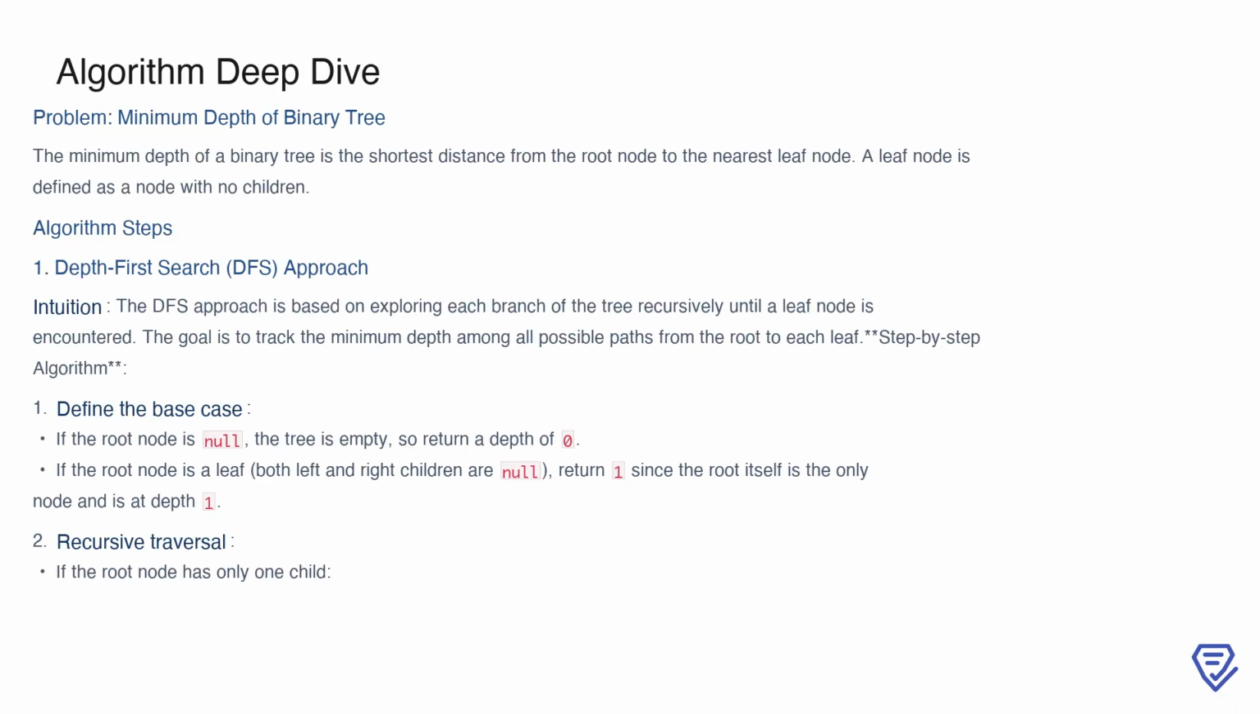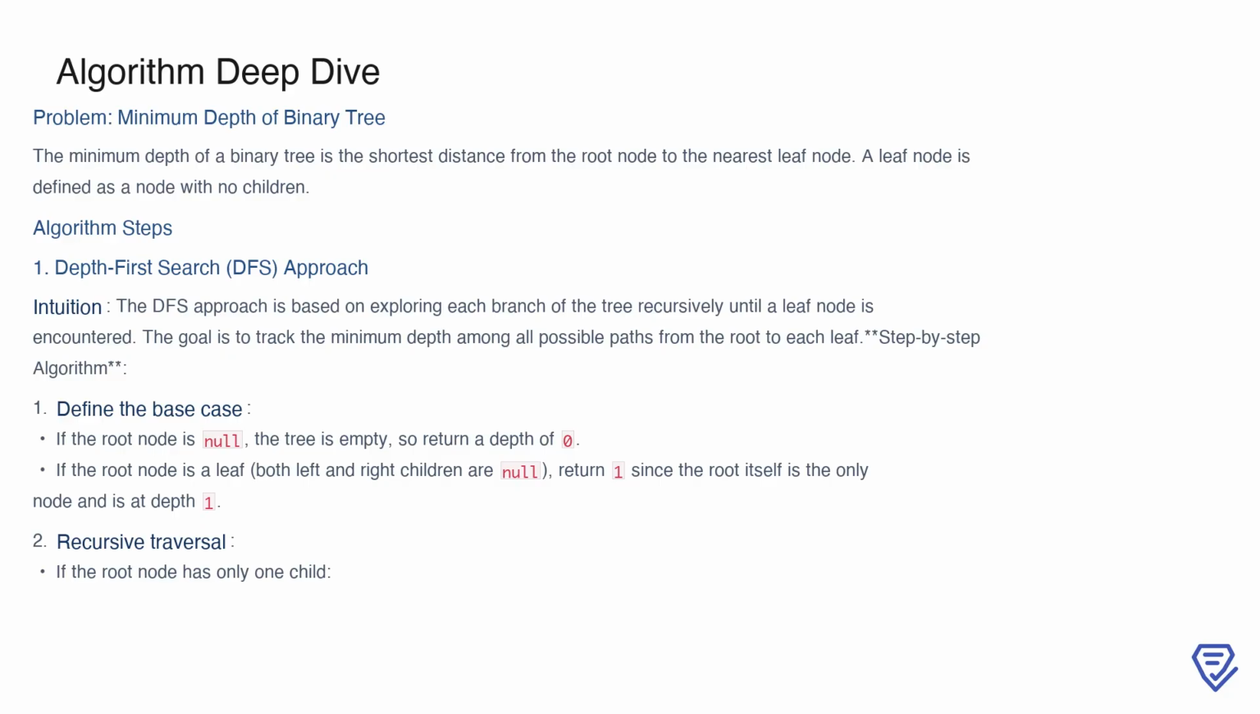The problem of finding the minimum depth of a binary tree requires us to determine the shortest path from the root node to the nearest leaf node. A leaf node is any node that does not have children, meaning both its left and right pointers are null. To solve this, we can use a depth-first search, or DFS, approach. The intuition behind DFS in this context is to explore each branch of the tree recursively until we reach a leaf node, keeping track of the minimum depth encountered along the way.